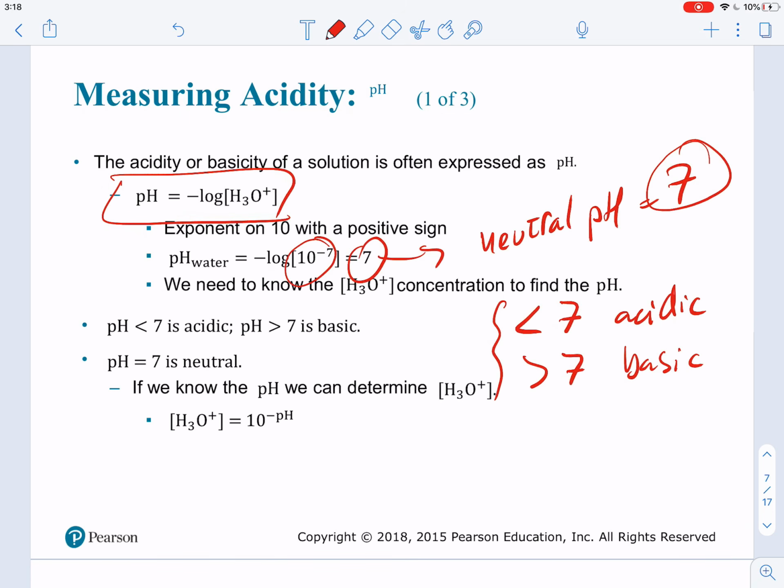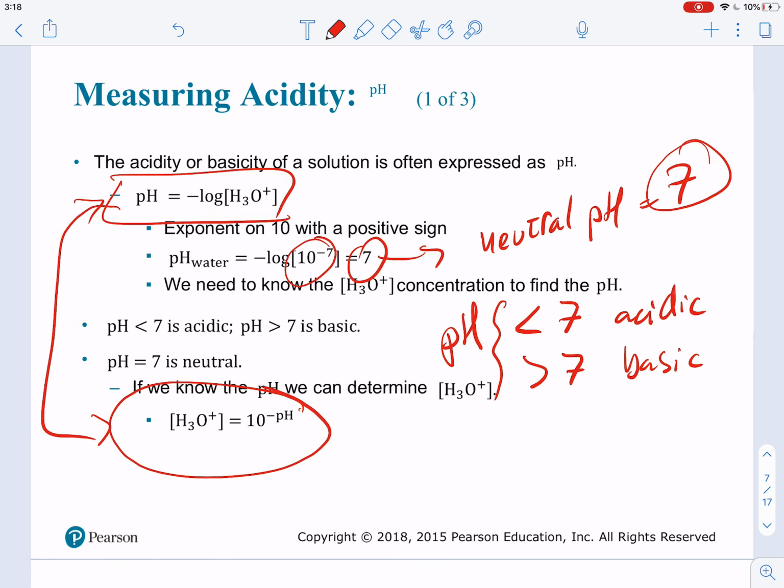Remember, this is pH. pH refers to the concentration of H3O+. And if you have the pH, then you can go back to the concentration, and all you have to do is take the antilog of the pH, which means taking 10 and raising it to the power of minus pH. So these are two basic equations that you're going to be using a lot in this chapter.